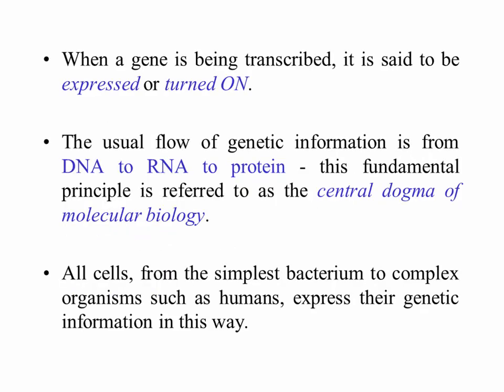Now some terminology: when a gene is being transcribed, that means the corresponding portion of the DNA is getting copied into RNA, and it is said to be expressed or to be turned on. The usual flow of genetic information is from DNA to RNA to protein, and this fundamental principle is referred to as the central dogma of molecular biology. All organisms express their genetic information in this way. There are some exceptions, like HIV, that causes AIDS. That's an example of a retrovirus where it goes from RNA to DNA, so it has reverse transcription. We'll talk about that later.